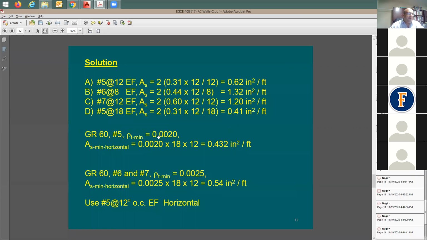So what does it mean by 0.002? Take this steel ratio, the minimum required, multiply by the wall thickness, multiply by 12-inch, which means 1 foot of the wall length. You need here 0.432, right? And if you are going to be going here with number 6 or 7, you need 0.0025, meaning how much? 0.54 square inch per foot. Now let me see here.